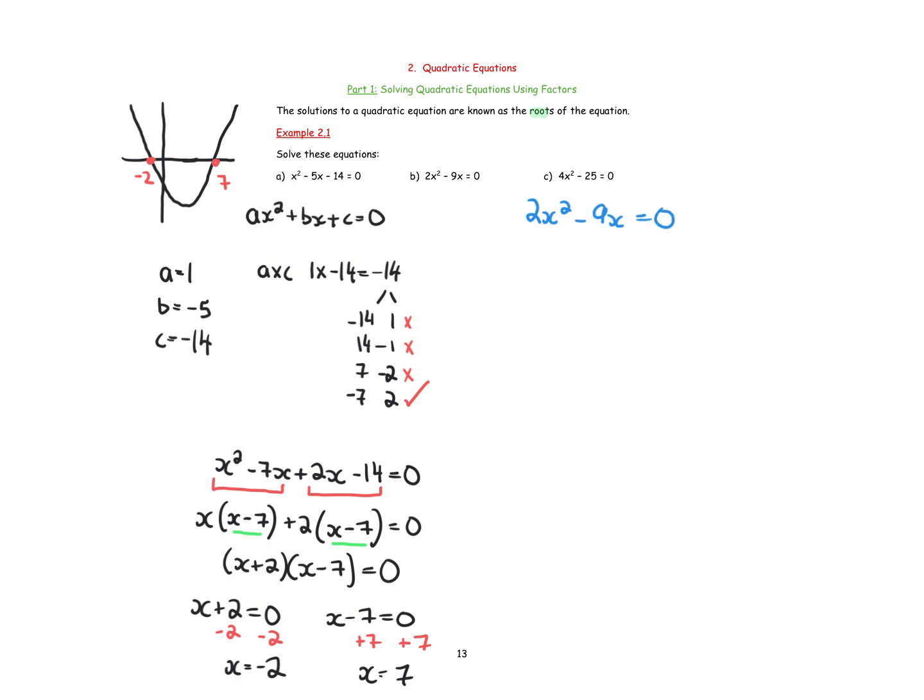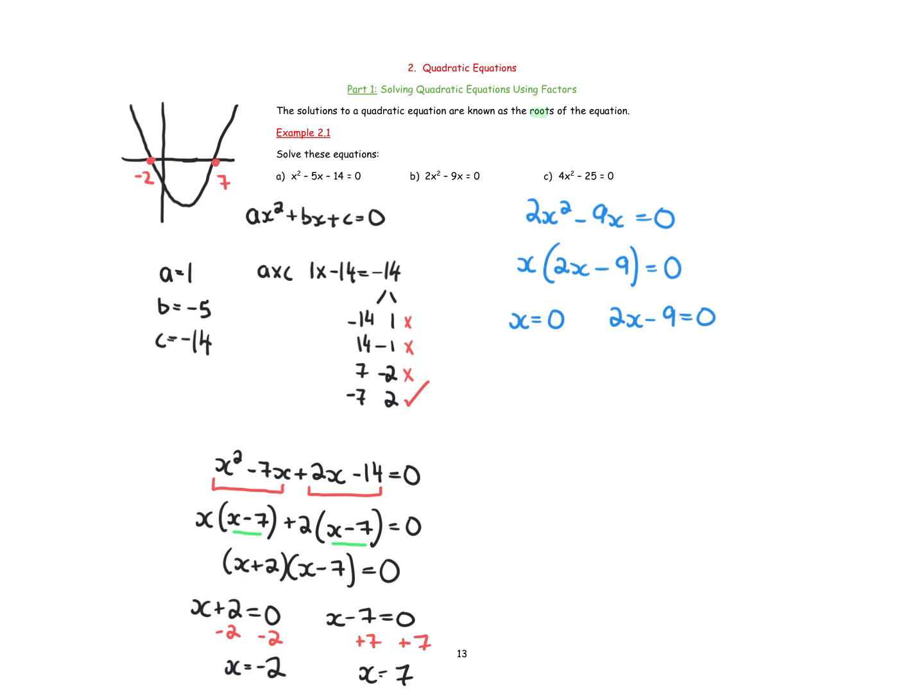What we have to do is decide what we can divide out of 2x squared and minus 9x, and we can divide an x out of both. That will leave us with 2x minus 9, and that's going to be equal to 0. As x multiplied by 2x minus 9 is equal to 0, the x will have to be equal to 0, and the 2x minus 9 will also have to be equal to 0.